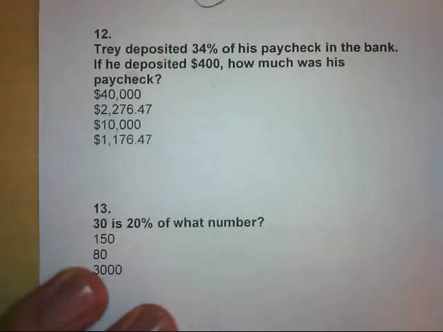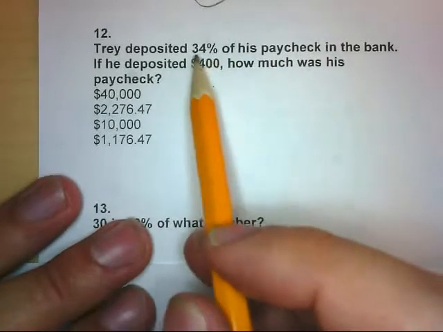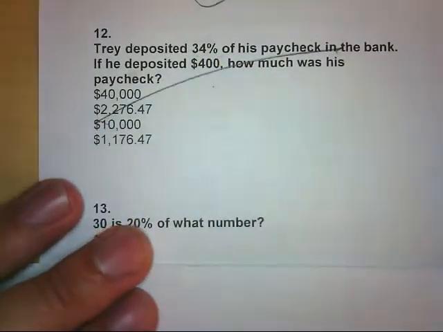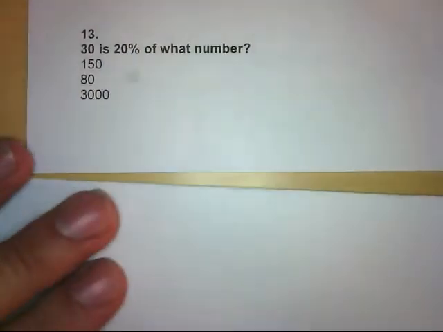All right, number 12. Troy deposited 34% of his, oh wait, same thing. I didn't move on there twice. Keeping it moving. All right.